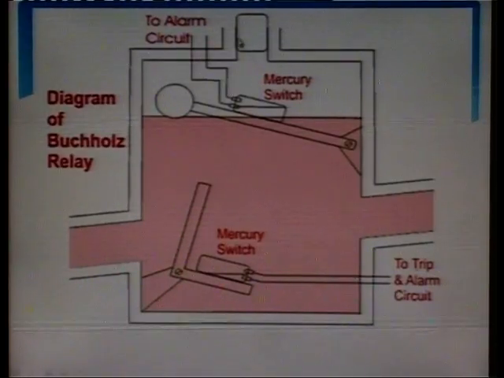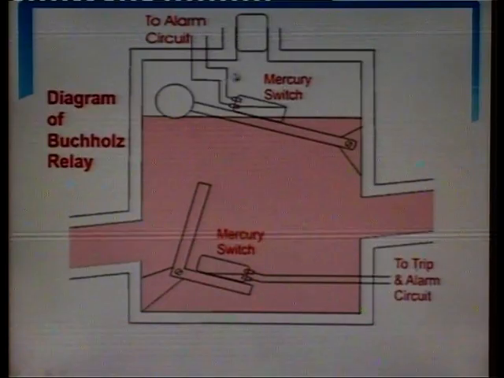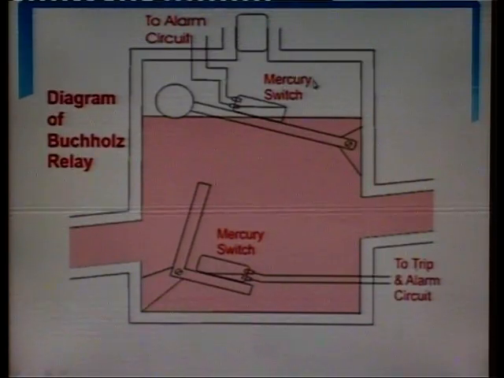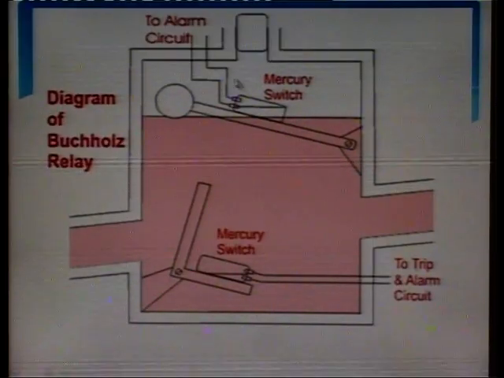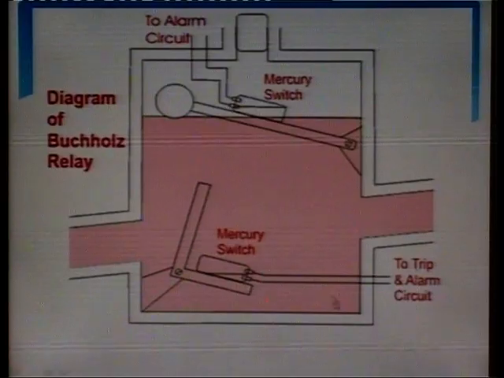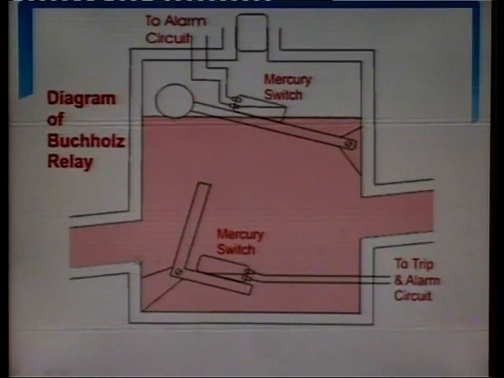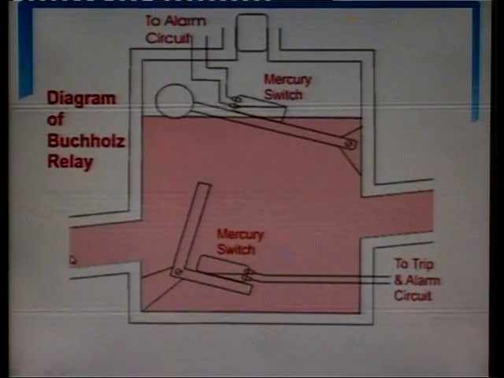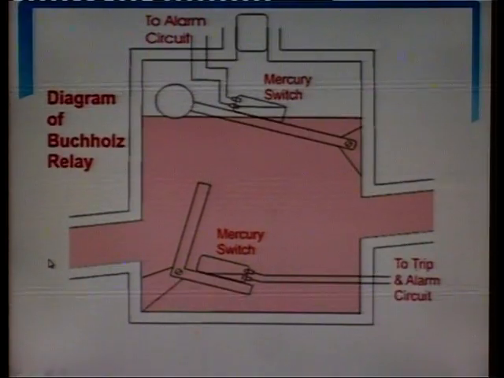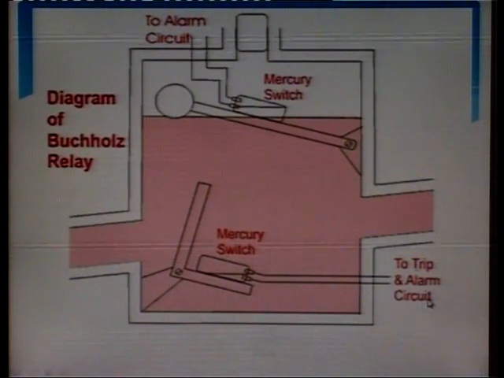So, this is a simple view of a Buchholz relay. See, this is the lower mercury switch which is used during severe faults, and this is the upper mercury switch which gets closed during normal faults, which are not very severe. This is the first alarm circuit and this is the second alarm circuit. Now, this side of the Buchholz relay is connected with the conservator and this side is connected with the main tank of the transformer.